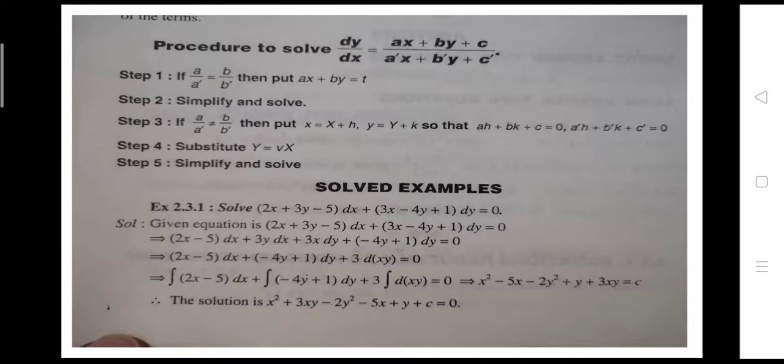dy by dx is equal to (ax + by + c) by (a'x + b'y + c'). Step 1: if a by a' is equal to b by b', then put ax + by = t, simplify and solve. Step 2 and step 3: if a by a' is not equal to b by b', then put x = X + h and y = Y + k, so that ah + bk + c = 0 and a'h + b'k + c' = 0. Step 4: substitute Y = vX. Step 5: simplify and solve.